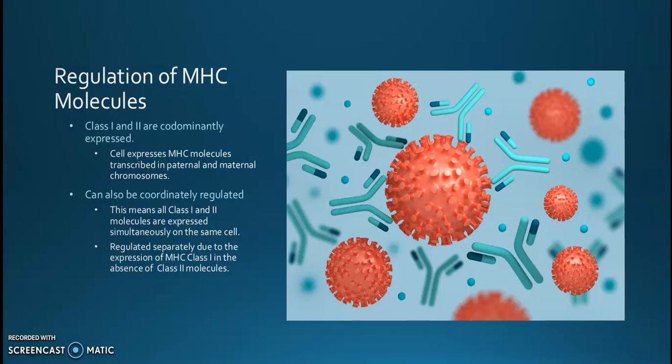Regulation of MHC molecules. Class 1 and 2 are codominantly expressed. A cell expresses MHC molecules transcribed from paternal and maternal chromosomes. They can also be coordinately regulated. This means all class 1 and class 2 molecules are expressed simultaneously on the same cell, but regulated separately due to the expression of MHC class 1 in the absence of class 2 molecules.